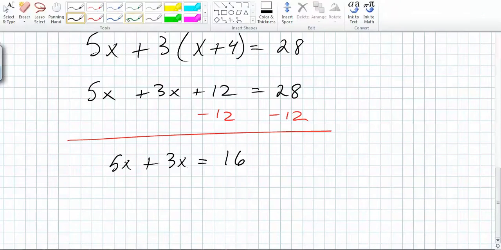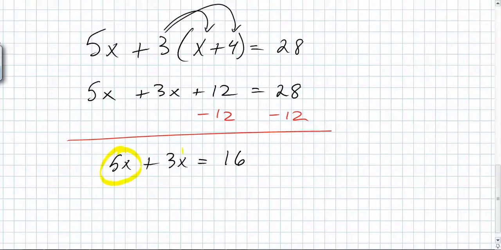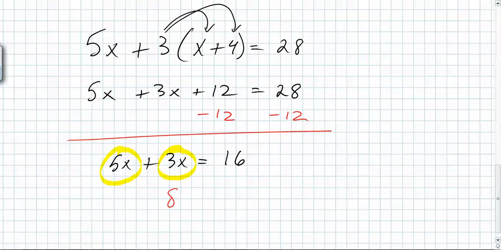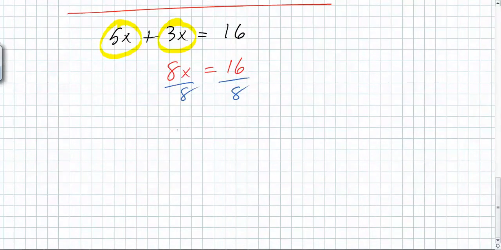We have two like terms right here, 5x and 3x, because the variable is the same in both, it's x, and it's being raised to the first power in both cases. So you have 5 of them and you're adding 3 of them, so you have 8x equals 16. You do the inverse operation of multiplying by 8, which is dividing by 8, leaving you with x equals 16 over 8, which is 2.